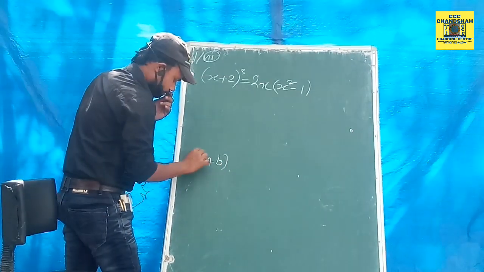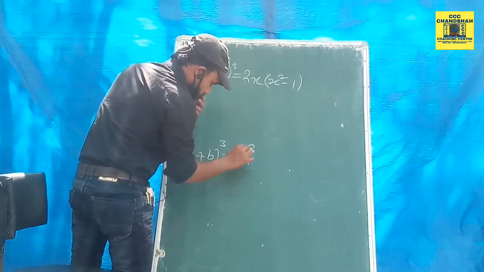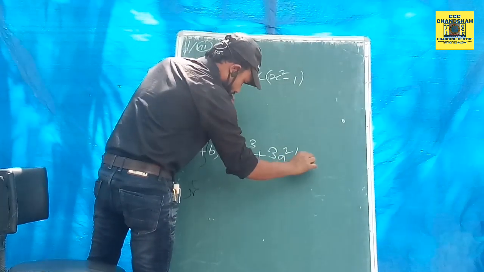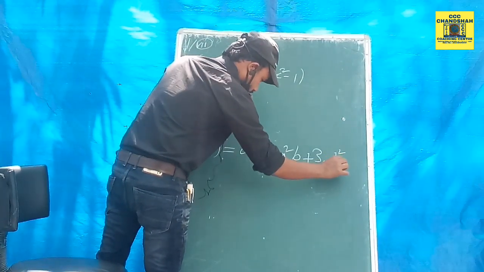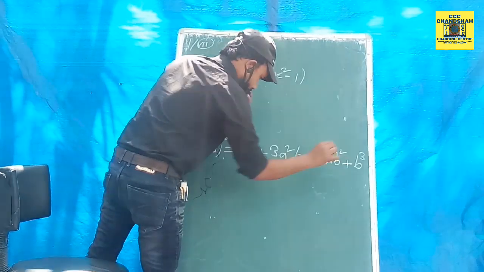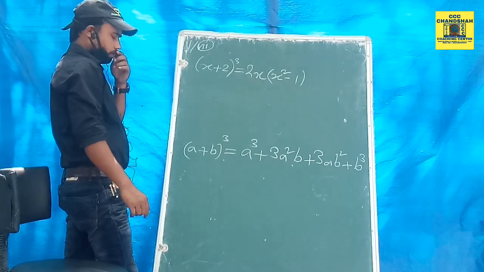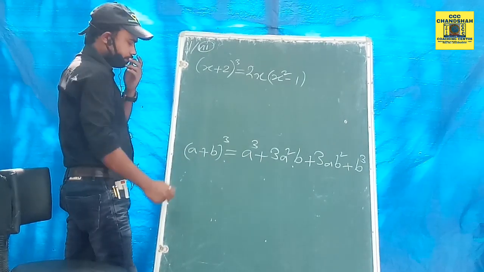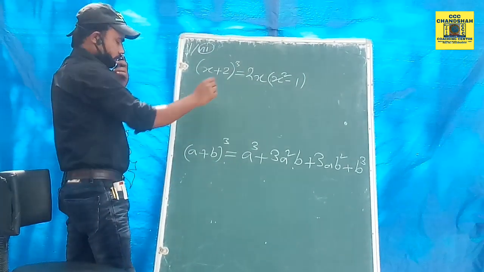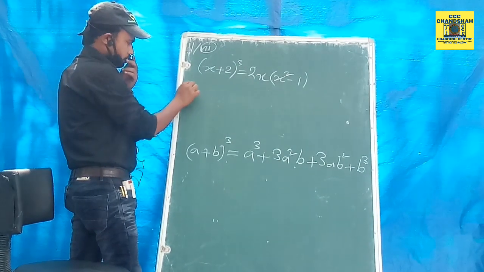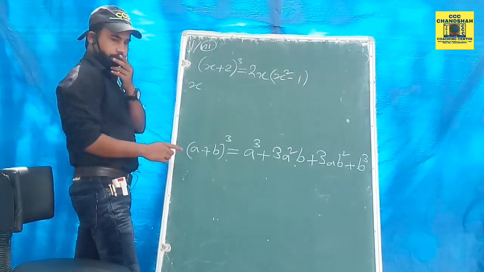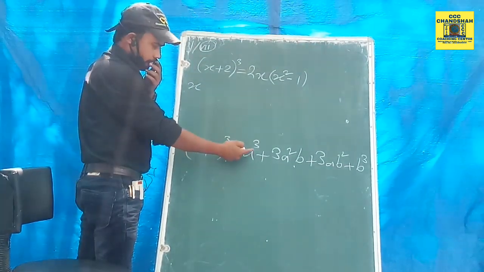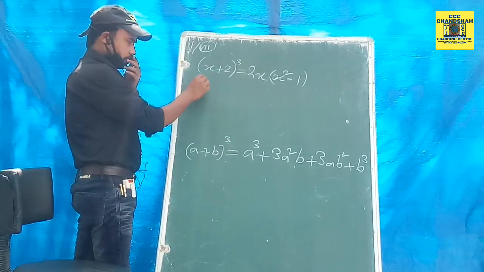(a + b) whole cube is equal to a cube plus thrice a square b plus thrice a b square plus b cube. In this way, you have to relate this (x + 2) whole cube with this identity. So if you relate this, how will you find x cube? In place of a there is x. So whenever you have a cube, in this case we will write x cube.